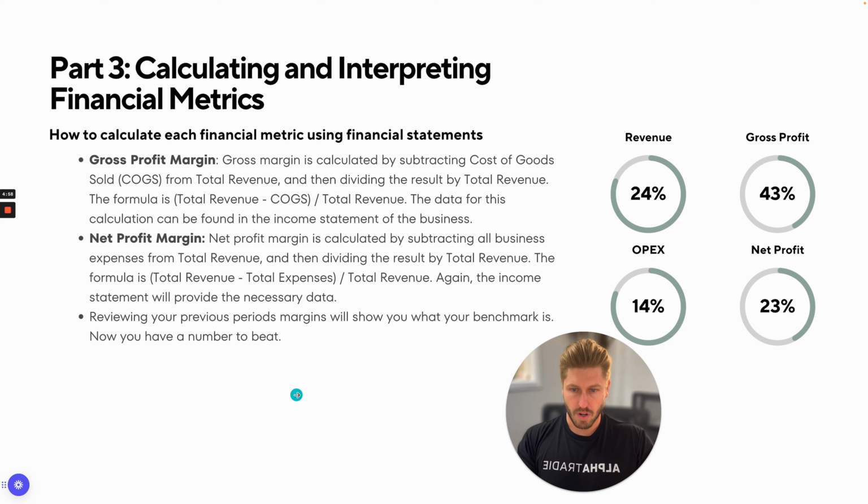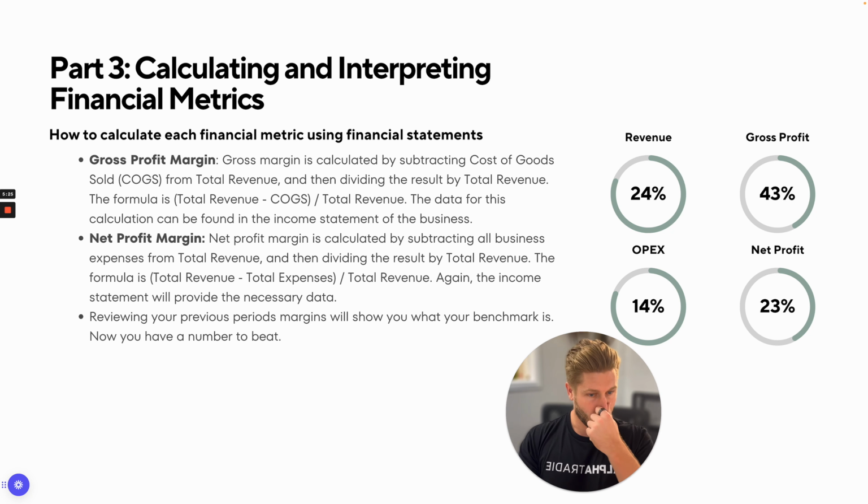And reviewing your previous period's margins will show you what your benchmark is. Now you have the number to beat as well. So for better averages, you may go through and look at your gross profit margin and net profit margin on a quarterly basis over your past few years, whether you've got 1, 2, 3, 4, the more years the better to get the better average. And then use that average as a running target or a number to beat.